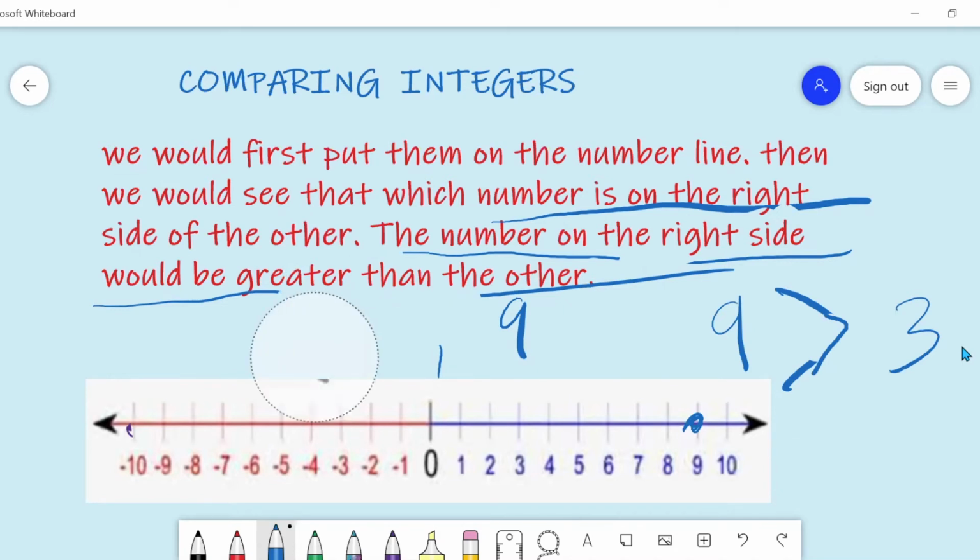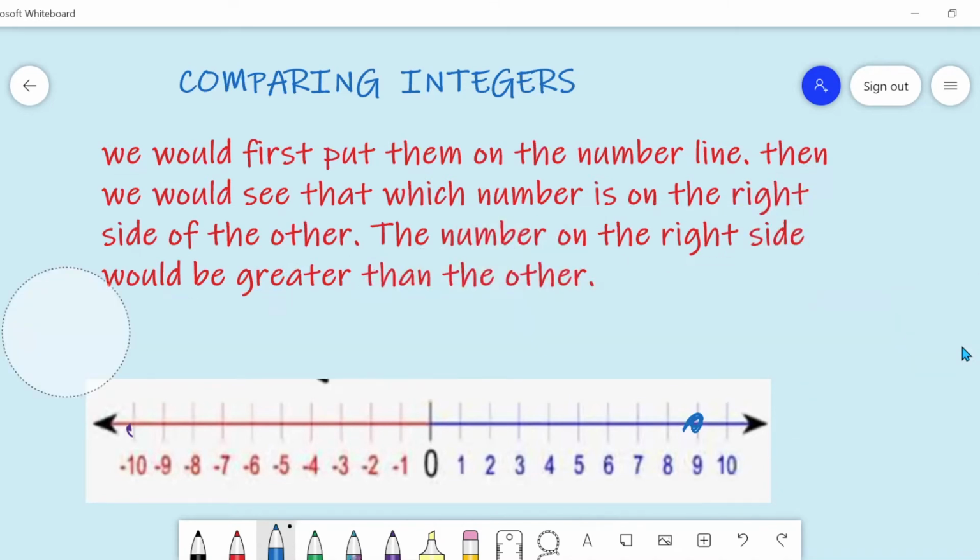Let's take another example. Let's take 7 and 9. Which one is greater? Let's mark 7 over here and 9 over here. 9 is on the right, so 9 is greater. Again, okay.